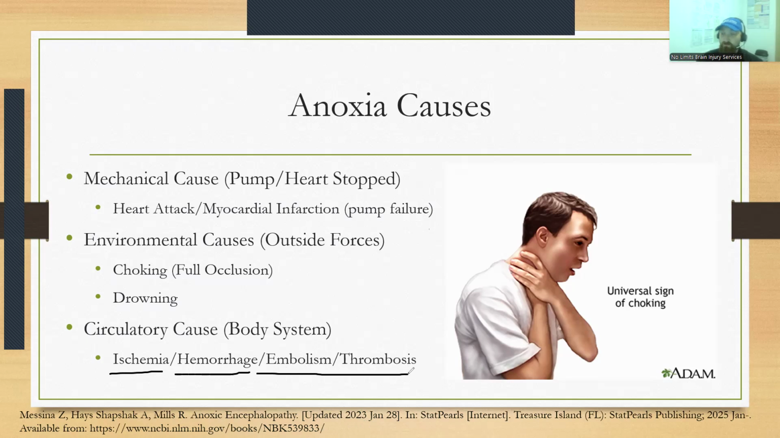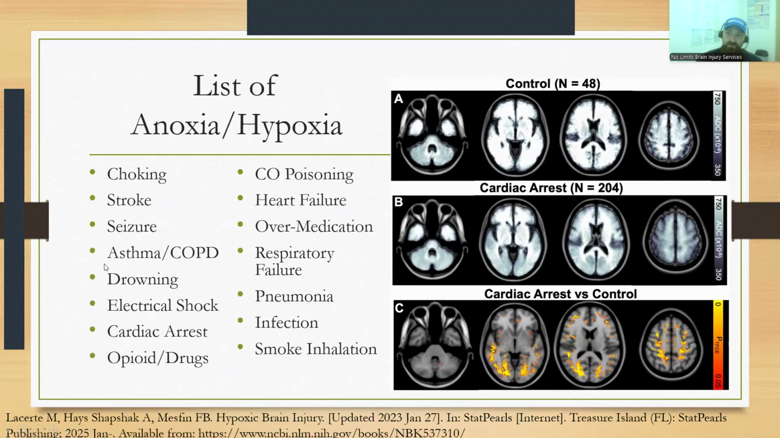We can also mention embolism and thrombosis, both of which are kind of clots. And if there is something that prevents blood flow, that kind of ties back with ischemia. But all of these are a total deprivation of oxygen, the total absence of it. So, moving on, this is a list I compiled of possible anoxia and hypoxia, which could cause a brain injury.